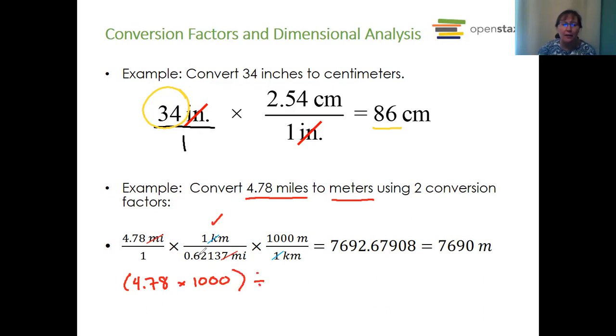divided by, and now see how you've only got one thing here, and again, you can ignore the ones, so we don't need parentheses, 0.62137, and you'll get this long messy number. However, you only have 3 significant figures, 1, 2, 3. So you need to round to here, and that 2 will round down for 7,690 meters.